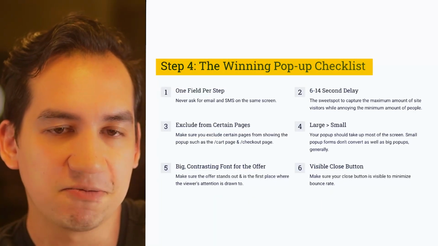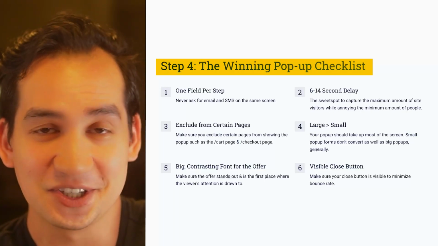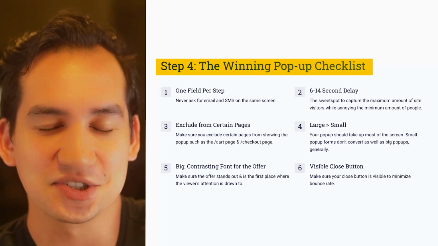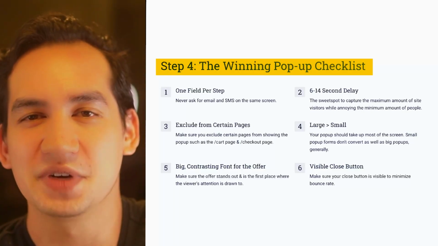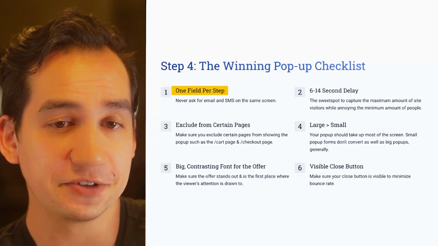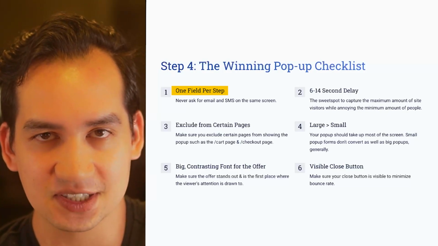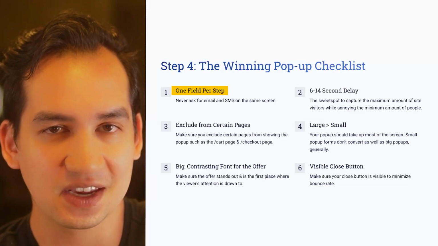All right, step 4, the winning pop-up checklist. All right, so when you're setting it up, you're going to want to consult this to just make sure that you're meeting all the best practices. So number 1, one field per step. Never ask for email and SMS on the same screen, for instance. Just ask one thing per step.